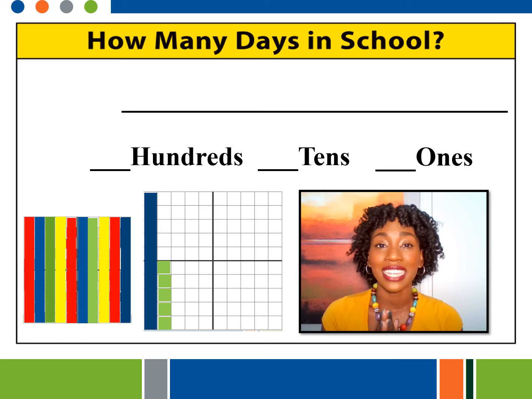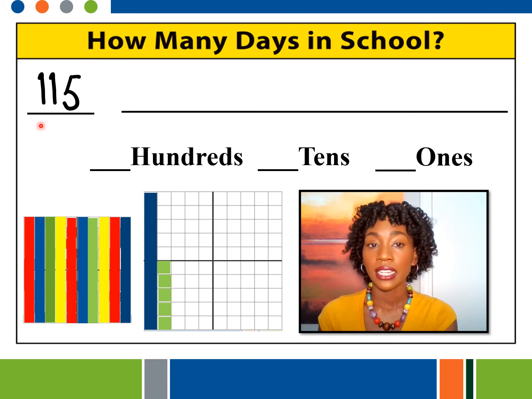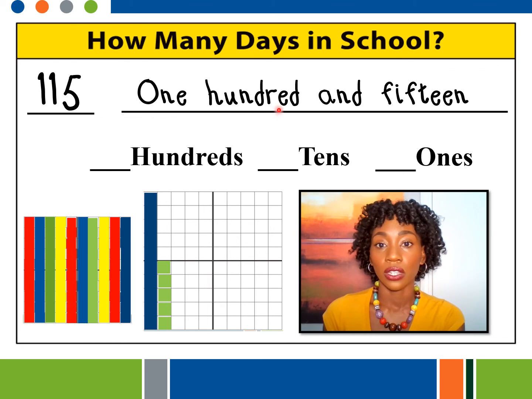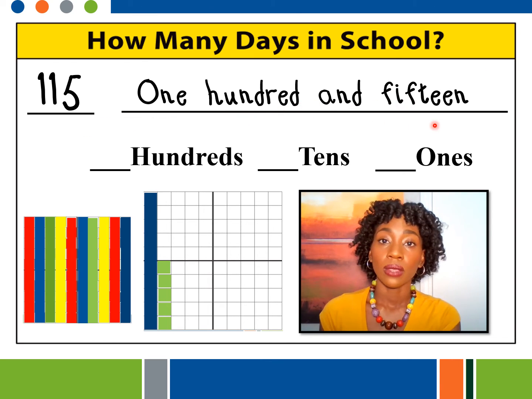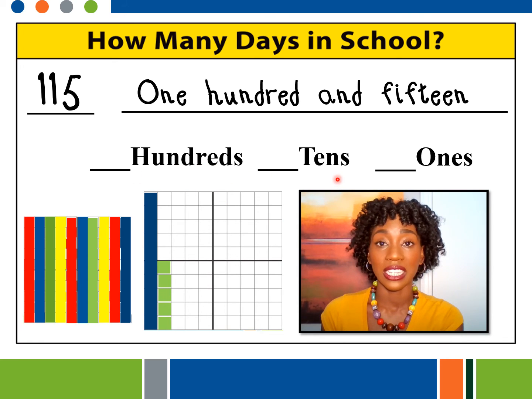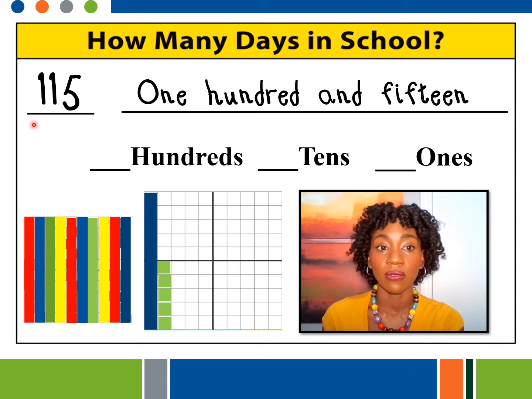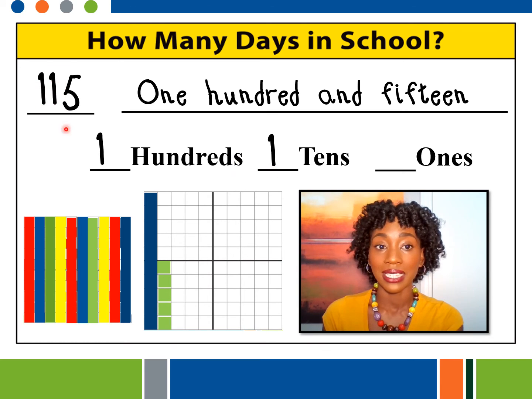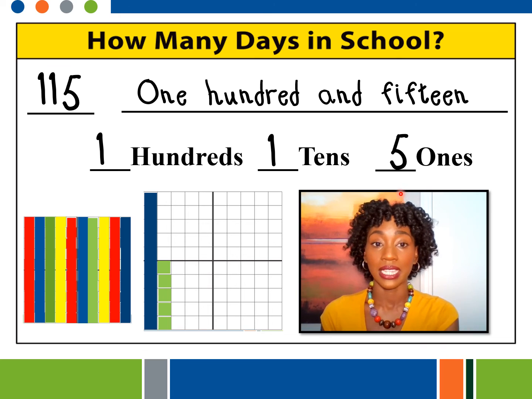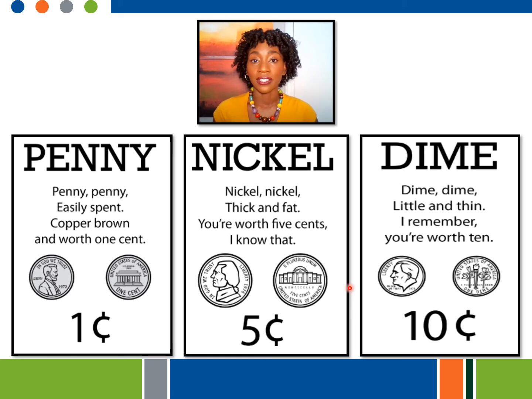So now let's go ahead and see how we write that 3-digit number. 115. And here's how we spell it out. We know that it's a 3-digit number, so that means there's a digit in the hundreds place, a digit in the tens place, and a digit in the ones place. So let's go ahead and fill it out. Put a 1 in the hundreds place, another 1 in the tens place, and a 5 in the ones place. And that made 115.